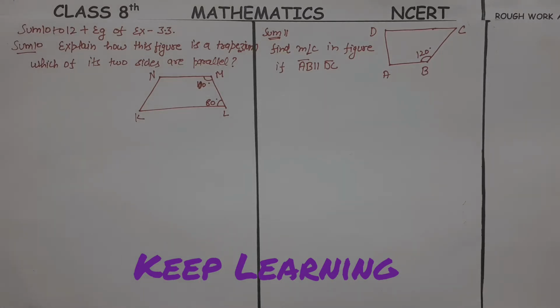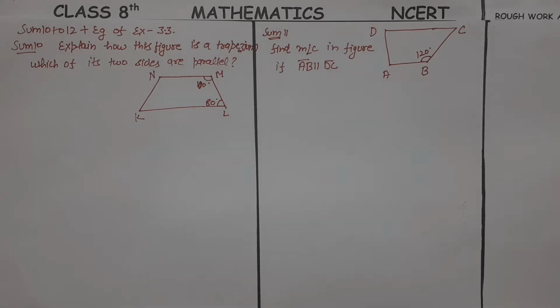Hello student, let me continue exercise 3.3, sums 10 to 12 plus examples. Sum number 10 is on your screen. Explain how this figure is a trapezium, which of its two sides are parallel. Figure KLMN. Add.